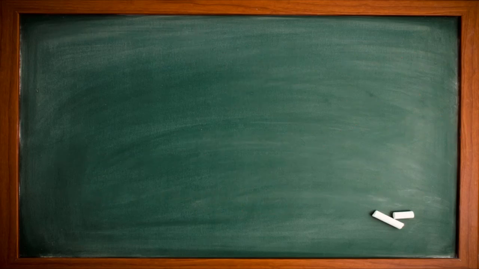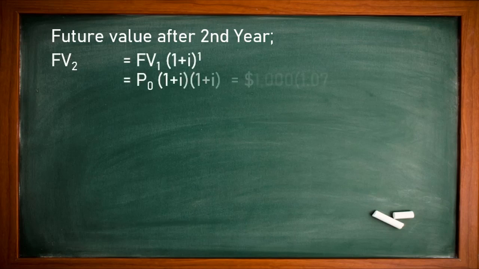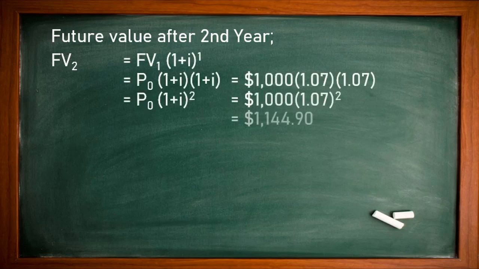Now we go for the second year value. For the second year, the future value is equal to the future value of 1 year multiplied by the next year's interest factor. For the future value of 1 year, we used the formula principal amount times 1 plus I. Here we add an additional 1 plus I for the second year's interest.